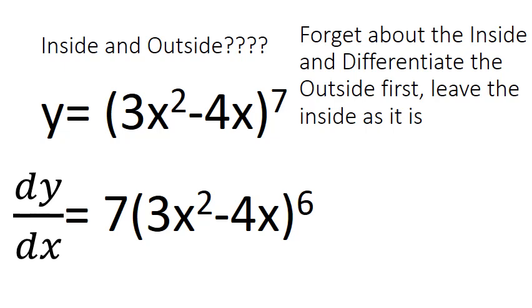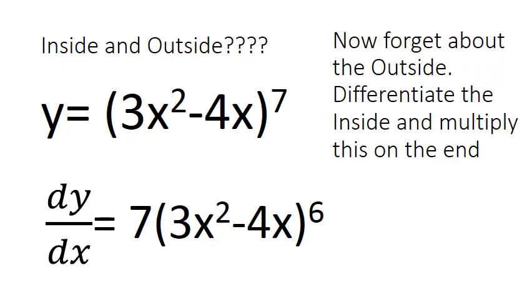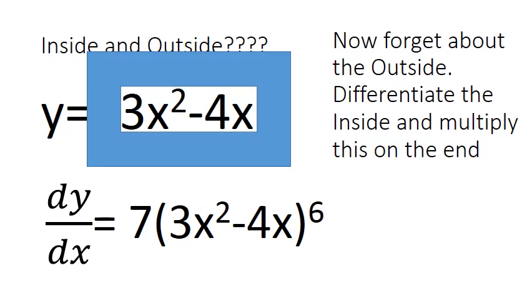Now, the next bit. We need to differentiate the inside. So we can put a little cover over so that we don't get distracted by the outside, and we're going to differentiate the inside there. So you're all happy with that? And so hopefully, while I'm yakking away, you've done this, and you've got 2x minus 4. So we multiply that on. Okay, happy? Good, I knew you would be.